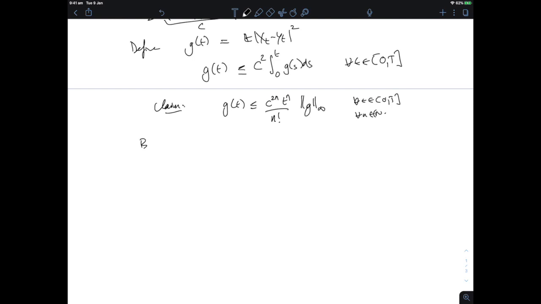So we do that by induction to prove the claim. We can start at n equals 0 even, not just n equals 1. For n equals 0, it's obvious because g of t is certainly smaller than the supremum of g of s over all values of s. And that's what you get for n equals 0. Now we assume it's true up to some n.